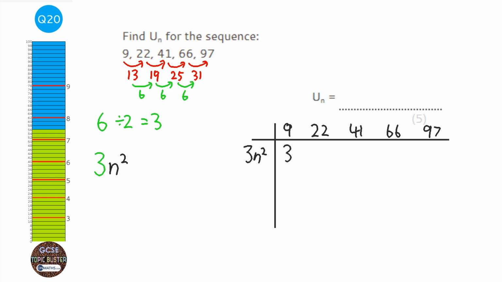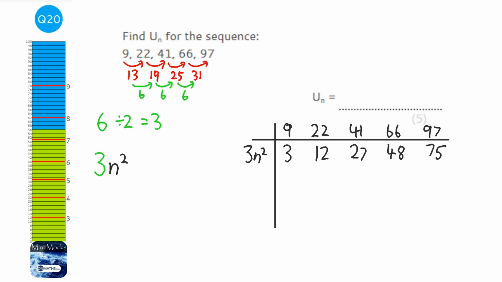So that's going to be 3. 2 squared is 4 times 3 is 12. N is 3 for the third term, so 3 squared is 9 times 3 is 27. N is 4 for the fourth term, so 4 squared 16 times 3 is going to be 48, and then 5 squared times 3 is going to be 75.